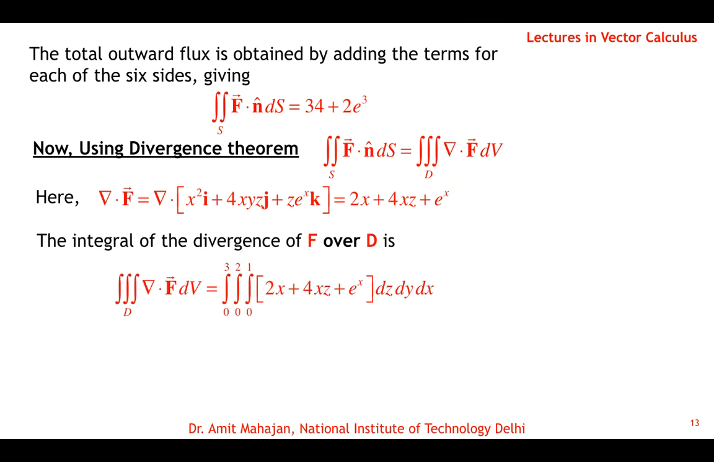So the triple integral of the divergence of F will be the triple integral of this with respect to z, y and x, and the limits of z, y and x are constants, so you can use them. Integrate with z first, then with y, and then with x. You see that the result value is the same. So we can calculate easily using the Gauss divergence theorem only when the surface is a closed orientable surface.